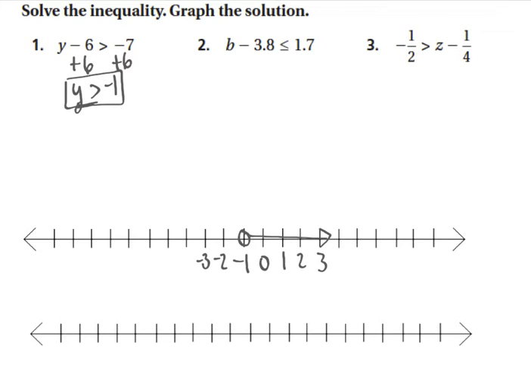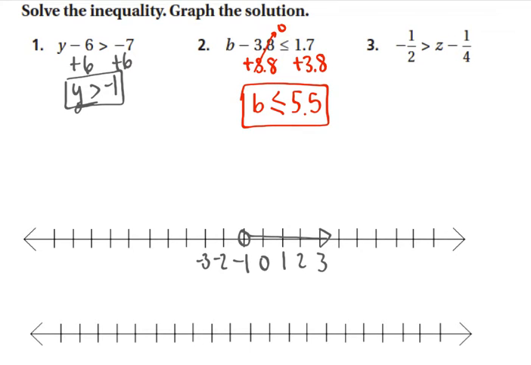Okay, next example. b minus 3.8 is less than or equal to 1.7. We're going to get rid of negative 3.8 with a positive 3.8, and we need to do it on both sides. This gives us 0. b plus 0 is b, less than or equal to 1.7 plus 3.8 is 5.5. So b is less than or equal to 5.5.